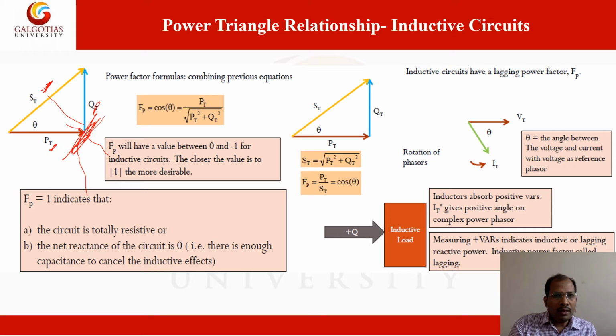A power factor of 1 indicates that the circuit is totally resistive. There is no inductive path, no reactance, so all voltages and currents lie in the same phase, and the angle will be 0. So this is the way we can find it for inductive circuits. You know that when we draw the phasor diagram, there is a phase difference between the voltage V and the current flowing through the inductor.